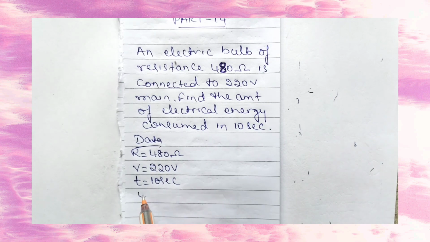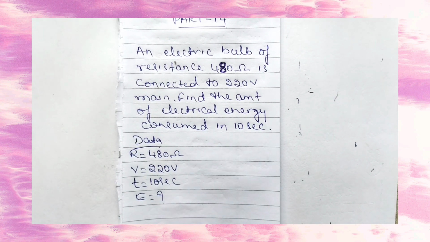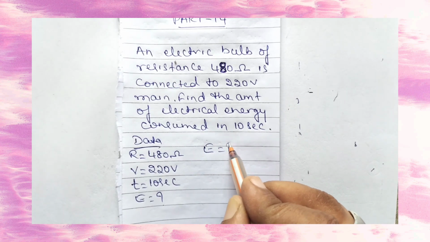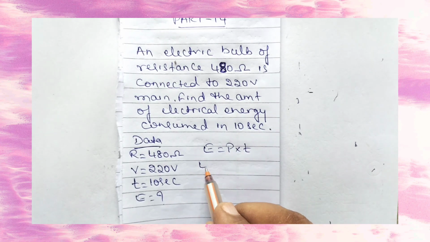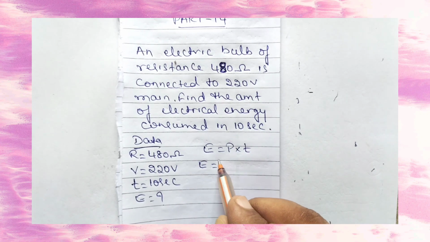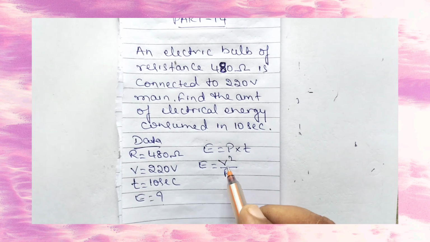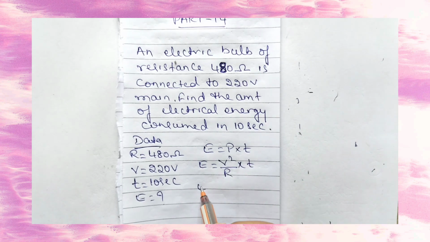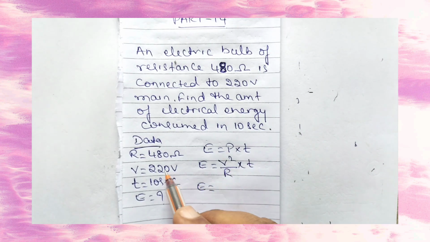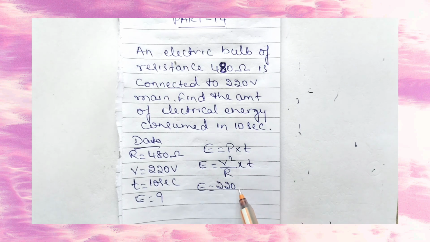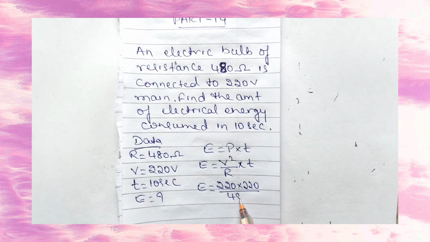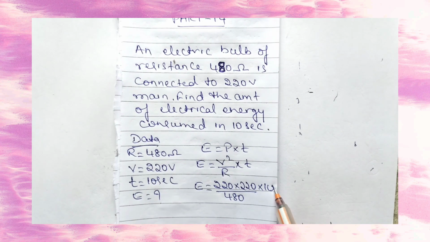Now we have to calculate what is the electrical energy consumed. To calculate this, we know the relation that E is equal to P into T. So electrical energy is equal to P, which can be written as V square by R, because we know that P is equal to V square by R, into T. So electrical energy consumed is equal to V is 220, so V square is 220 into 220, divided by R, R is 480, into what is the time? 10 seconds. So here 10 and 10 get cancelled.